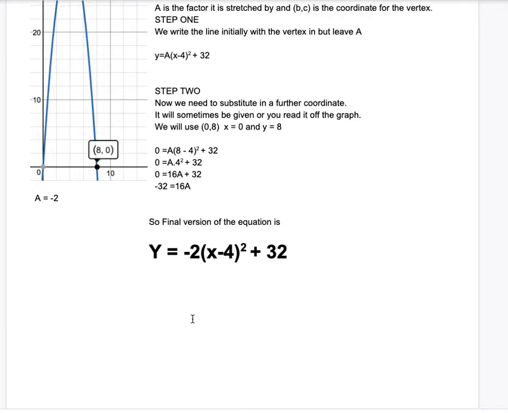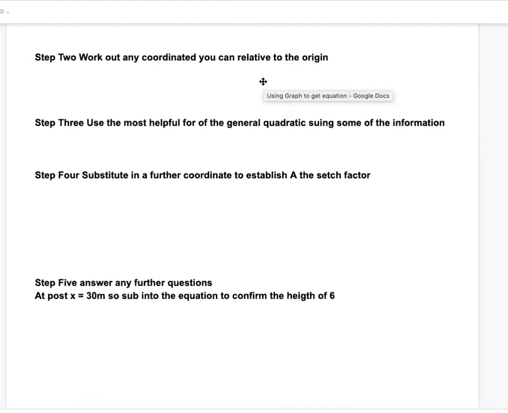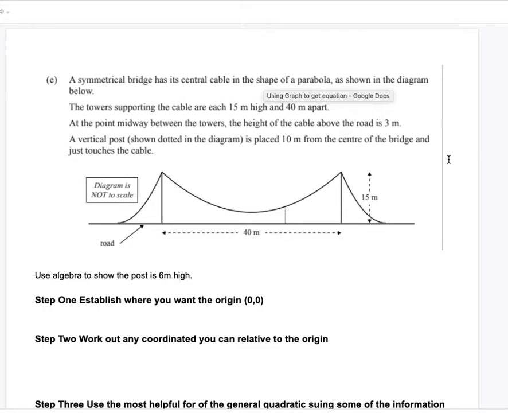What we do actually is very similar and just a small development on that. So we get a problem like this one. A symmetrical bridge has a central cable, so it's a bit like the Golden Gate, but a bit smaller. The towers supporting it are way smaller, 15 metres high, 40 metres apart. And so we're told that it's a parabola.